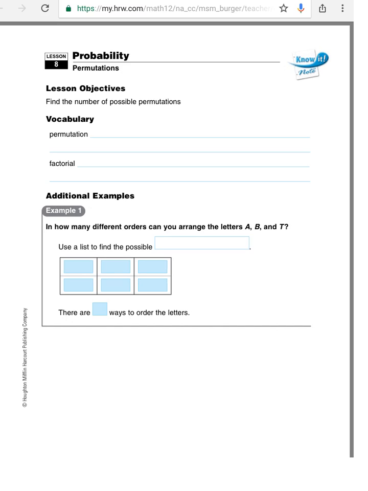So, in how many different orders can you arrange the letters A, B, and T? We are going to use a list to find the possible permutations. Alright, so we can order them just as they're given, A, B, T. We can start with the B first, A, T, or start with the T first, and then do A, B.